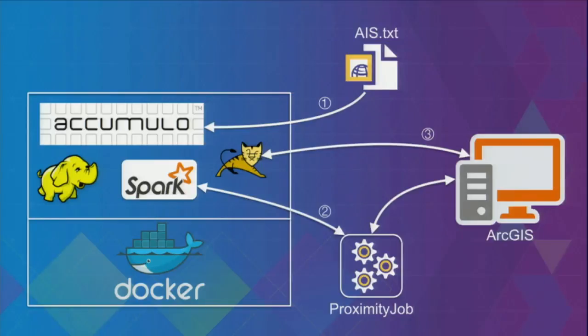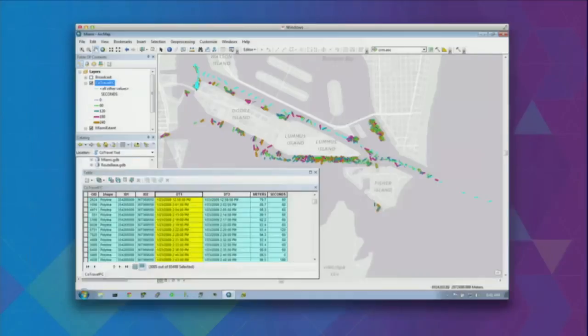So we created a compartmentalized version of this whole thing, containers for the Hadoop, for the Spark, for the Tomcat, for the Accumulos together. And we were able to deploy that using Docker very nicely, and be able to spin these things up and down very neatly.